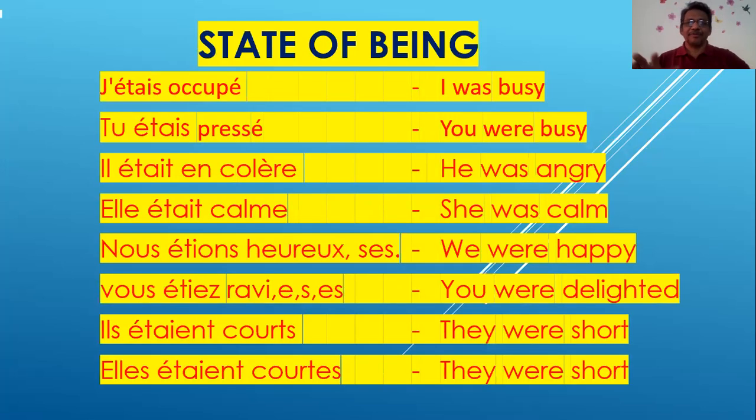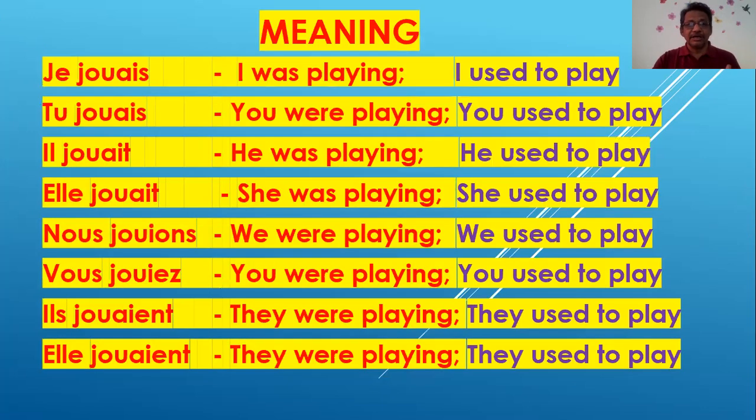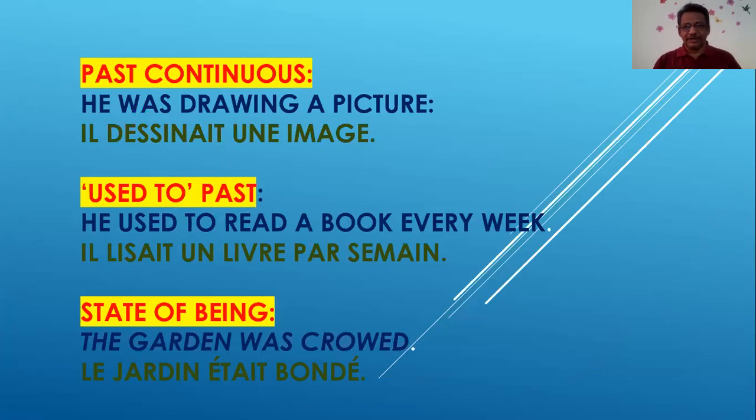This is how imperfect is used in French. We take the verb, conjugate it for nous in present tense, drop the last three letters ONS and add imperfect endings AIS, AIS, AIT, AIT, IONS, IEZ, AIENT, AIENT. Then that is conjugated in imperfect. When we conjugate a verb in imperfect, it stands for three tenses: past continuous, used to past, and state of being. For these three expressions, the verb in French is conjugated in imperfect.